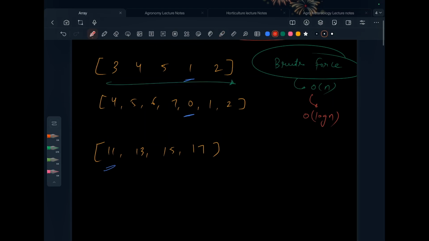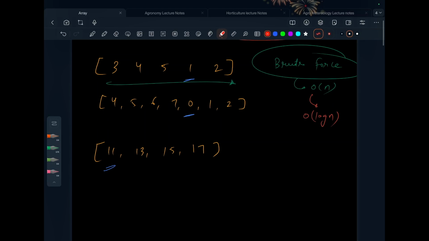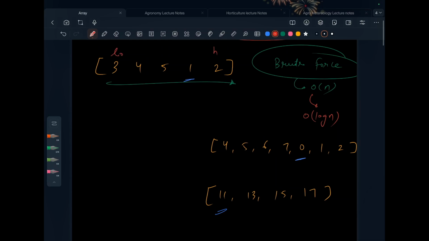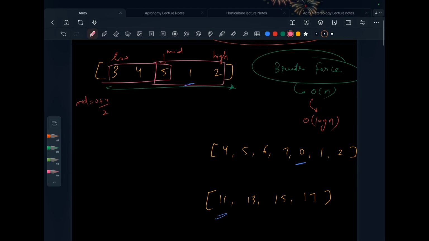So in previous problems we were dividing our array into two portions, right? Something like this. In this problem we are going to use a similar concept. So let's look at the first example. Let's say I have low here, high here, and my mid will be here. Now you can see we have two portions, low to mid and mid to high. Now we have to find the minimum.